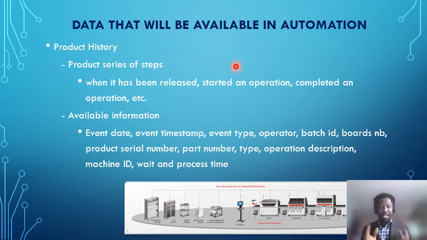Also under that, the available information will be the event date, the event timestamp, event type, the operator that ran that process, the batch ID, the board, the product serial number, the part number, the type, the operation description, if it's a solder screen print, the laser scribing, or the AOI inspection, and the machine ID, the weight, and the process time. Everything is going to be available for the product history also.